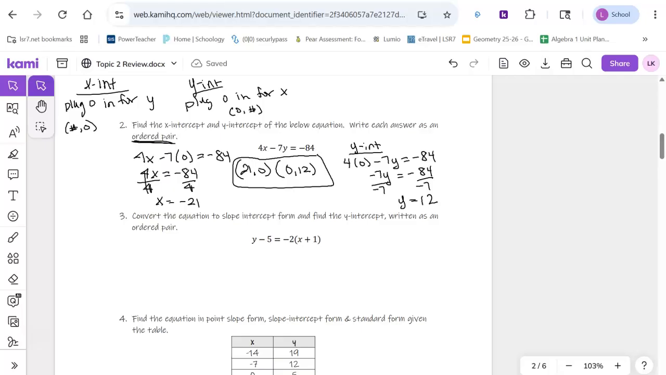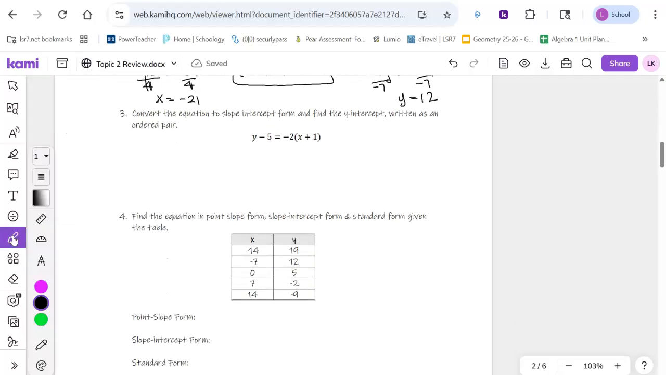For number 3, it says convert the equation to slope-intercept form and find the y-intercept written as ordered pair. So first thing, when it says slope-intercept form, remember we have y equals mx plus b. M is your slope, b is your y-intercept. Okay, so in order to solve or find this, I need to solve for y. So the first thing I'm going to do is I'm going to take this negative 2 and distribute it throughout. Y minus 5 equals negative 2x, because negative 2 times x is negative 2x. Negative 2 times 1 is negative 2.